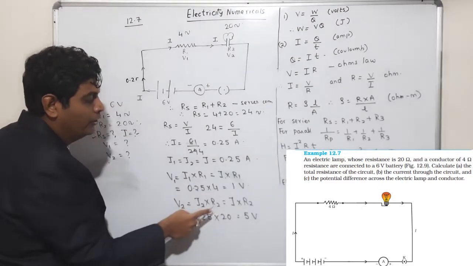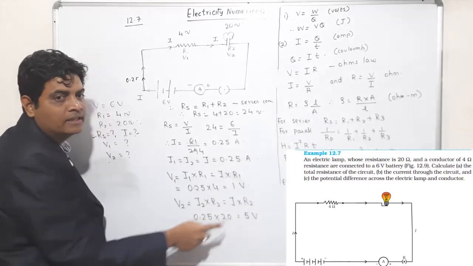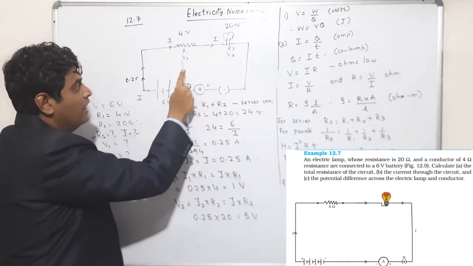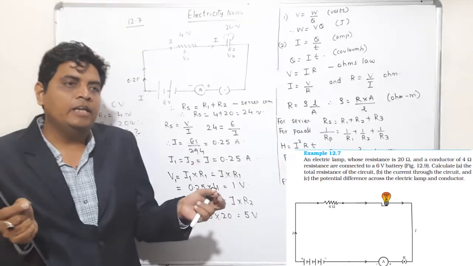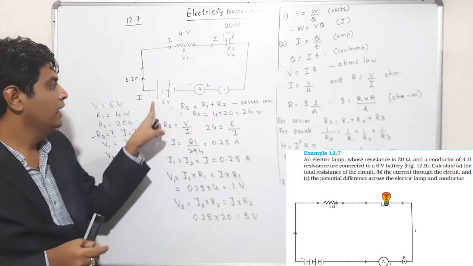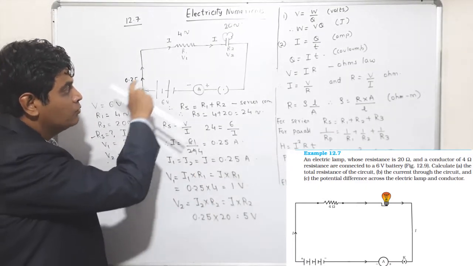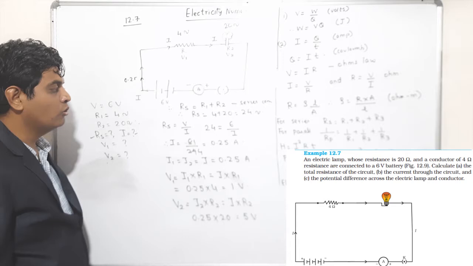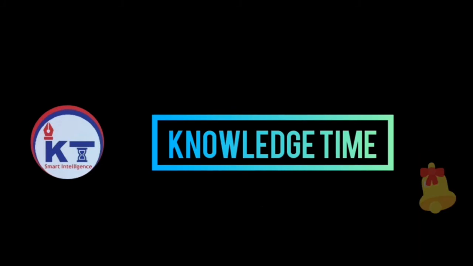Similarly, V2 is equal to I2 into R2. I multiplied by R2, it will be 0.25 multiplied by 20. The answer is 5 volt. And now you can cross verify also. This is 1 volt, this is 5 volt. If I add both of them, I get 6 volt. So the energy given by the battery is used at both the resistances, V1 plus V2 is equal to V. This sum is very important and it covers most of the concepts. So please try to understand this sum properly. Kindly note down this sum. Thank you.